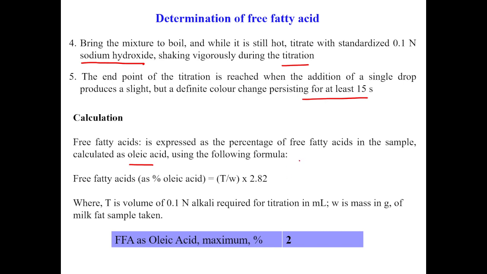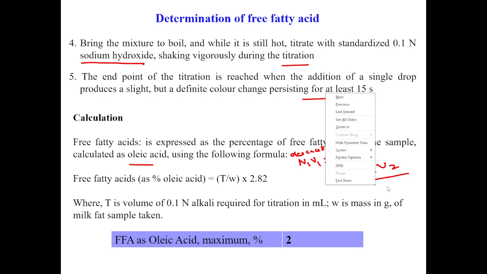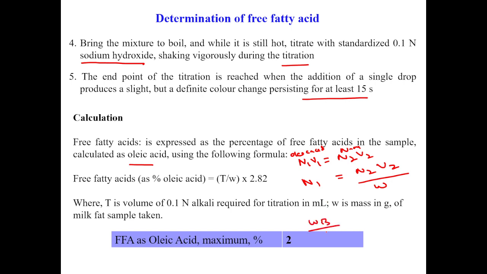This comes from the formula N1V1 equal to N2V2, which we can derive easily. On one side we are taking the oleic acid, and on the other side the NaOH. So here the normality of NaOH into the total volume of NaOH obtained; since we are taking the weight of the sample in grams, we take W. So N1 equals this much. Now N1 is the number of gram equivalents of solute present in 1 liter of solution, this we know. So N2V2 divided by W.